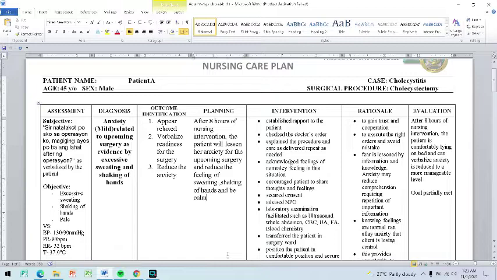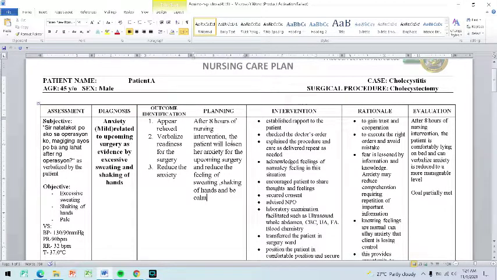I'm Dr. Felipe A. Merano, and I'm going to teach you again the nursing care plan, how to improve your nursing care plan using NANDA. In here is one sample of the work of the students, and we will correlate this one with the NANDA. So this is the typical format of the nursing care plan. We have the assessment, diagnosis, outcome identification, planning, intervention, rationale, and evaluation.